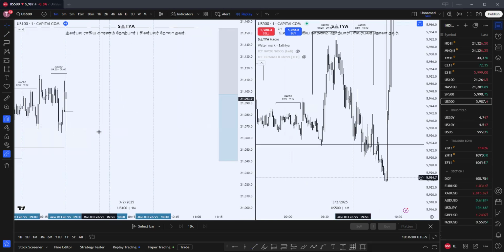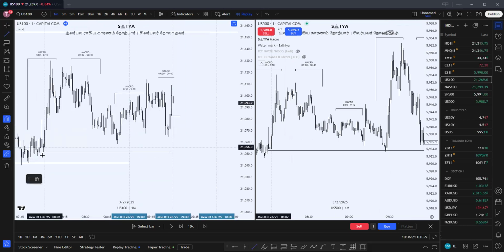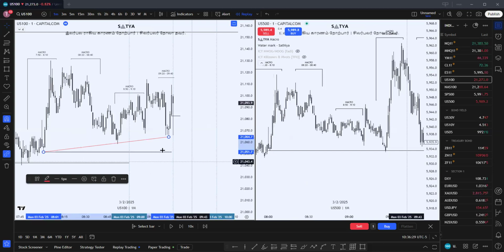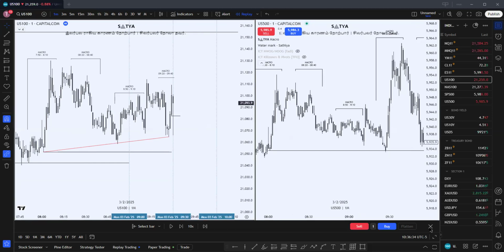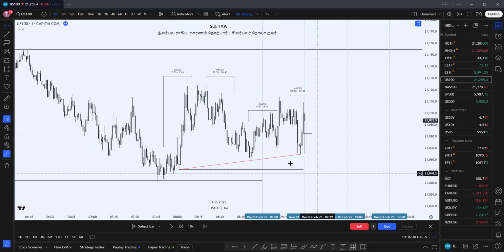See, at this time, at 9:28, it sweeps the previous candle low in the ES, but in the NQ, it's not. Now it is an SMT. So it is one of the confirmations for me. At this exact time, ES sweeps the previous candle low, but in NQ, there is no sweep. That's the kind of SMT. But still now I am not in the trade.